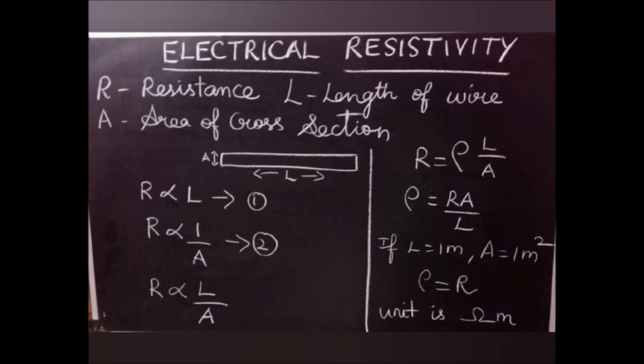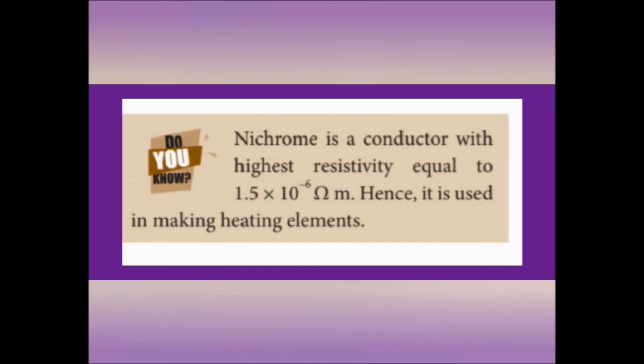R is inversely proportional to area of cross section. Now combine equations 1 and 2, we get R directly proportional to L and inversely proportional to A. That is, R equals rho into L by A. Rho is a constant called electrical resistivity. If length equals 1 meter and area equals 1 meter square, rho equals R. Its unit is ohm meter. Nichrome is a conductor with the highest resistivity, equal to 1.5 into 10 power minus 6 ohm meter.